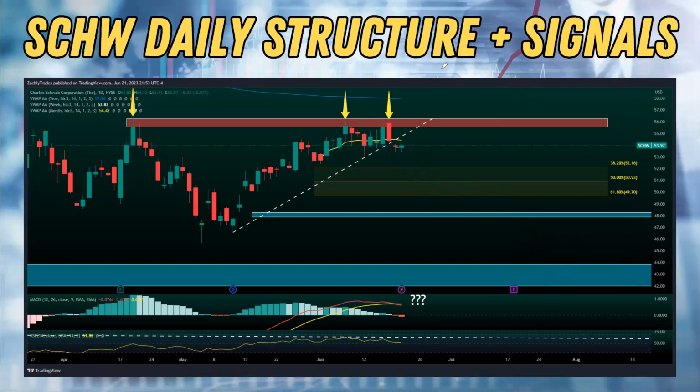Okay, so that's the main things that I'm looking at on Schwab from a little bit more of a fundamental standpoint, and then also a nice technical analysis for you guys as well.